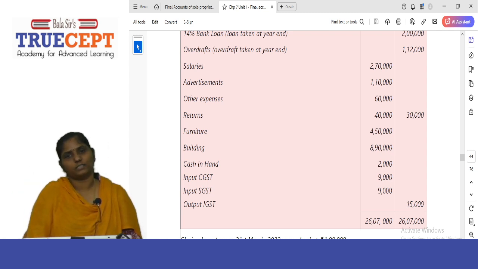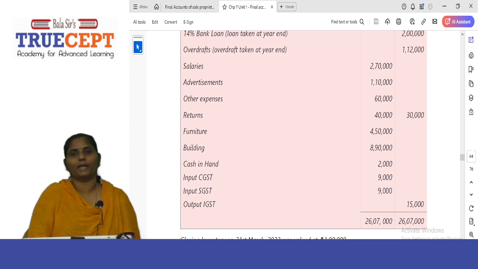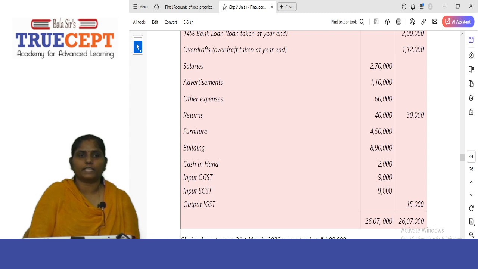Don't get confused. Okay. There's always a chance of you getting confused out here. This 40 and 30, which you subtracted from your sales and which you subtracted from your purchases. Remember, opposite to sales is your debit balance, so 40,000 subtracted from sales. Opposite to your purchases is your credit balance, 30,000 subtracted from purchases. Clear? Next, furniture, asset, building, asset, cash in hand, asset.